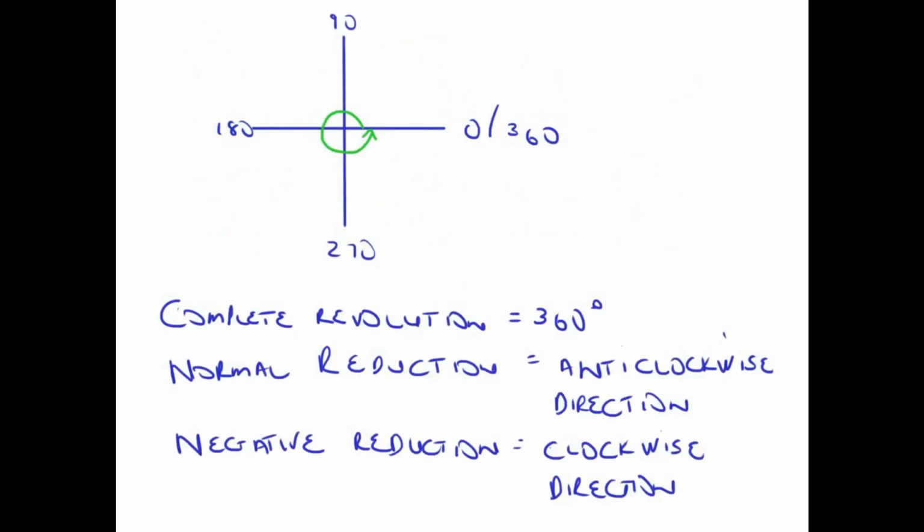I also wanted to remind you that if we look at our diagram, we can see that a complete revolution is 360 degrees. You know that from your geometry. With normal reduction, we work in an anti-clockwise direction. With negative reduction, we work in a clockwise direction.